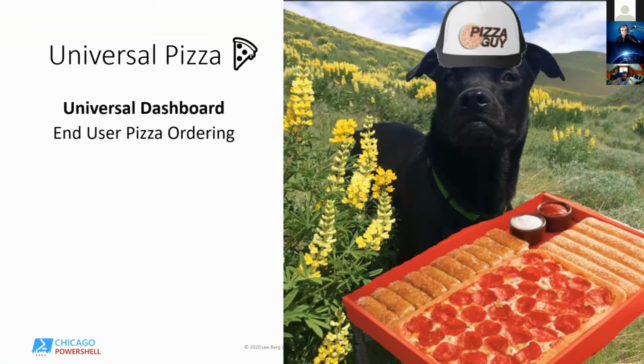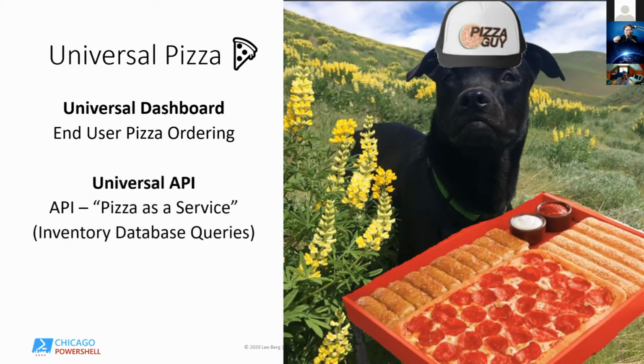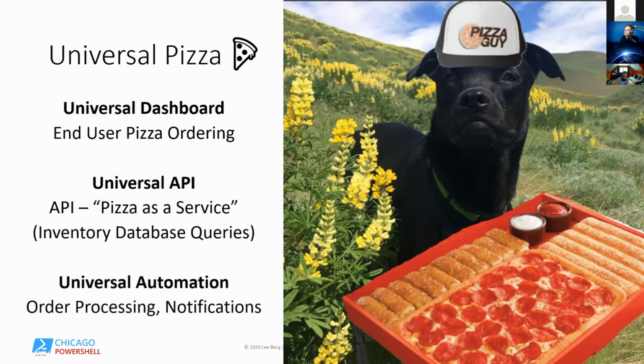Anyways, here's what we're going to do. We're going to use Universal Dashboard to build an end user pizza ordering, like a fake pizza ordering thing where an end user could visit and customize what toppings they want, just like when you go and order a pizza online. Let's do something like that in Universal Dashboard. We're also going to expose some APIs that basically act as the inventory service. So, hey, how many breadsticks do we have in stock? Or are we out of any toppings, things like that. And finally, for the actual processing of the orders, we're going to use Universal Automation because that's a good use of a scheduled script execution engine.